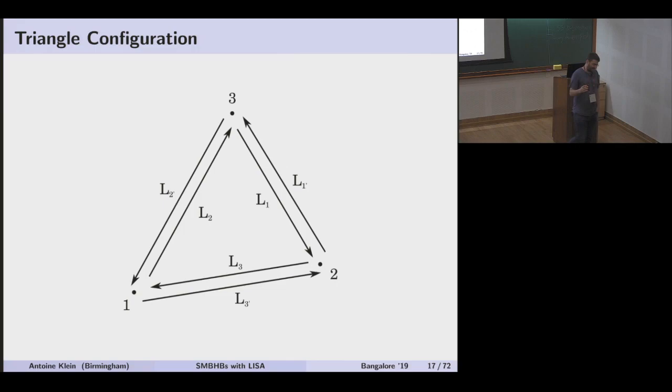As we try to describe our different signals, let's make some conventions. So these are the three satellites in the LISA constellation that we name 1, 2, and 3. We will have six different phase measurements of a signal that's been emitted from one satellite and observed at another. And we label them with respect to the opposite spacecraft. So L2 will be from spacecraft 1 to spacecraft 3. Right, and we put the prime in the counterclockwise direction here, and the unprimed in the clockwise direction.